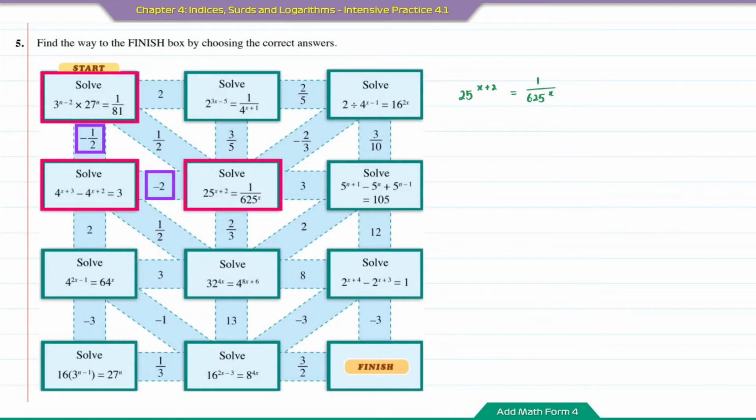So for 25 to the power of x plus 2 equal to 1 over 625 to the power of x. So 25 and 625, you can change it to a number in base 5. So 25 is 5 squared, whereas 625 is equal to 5 to the power of 4. Alright, so next I'm going to multiply the power here. So you're going to have 2x plus 4. So here I'm going to write this as 5 to the power of negative 4x. So both sides are equal to each other with the same base, so we can just compare the power.